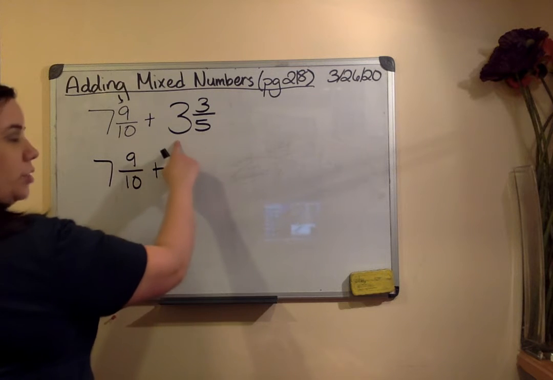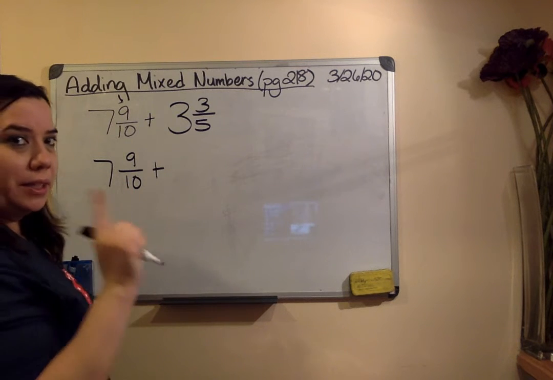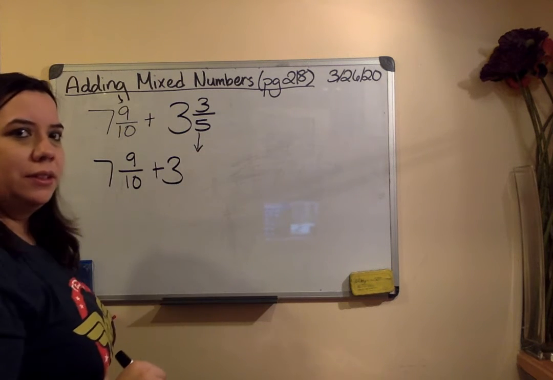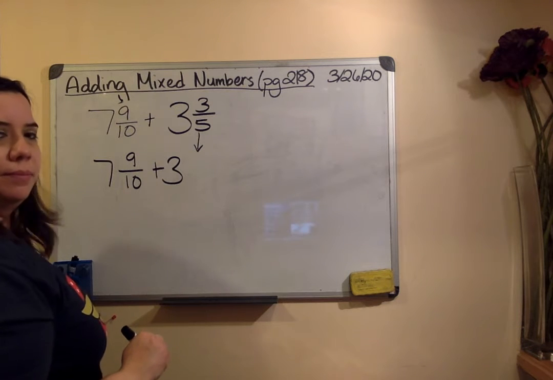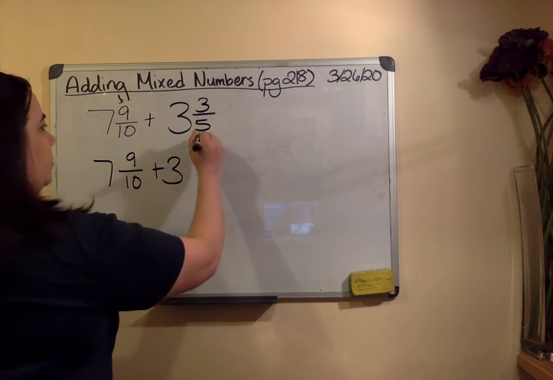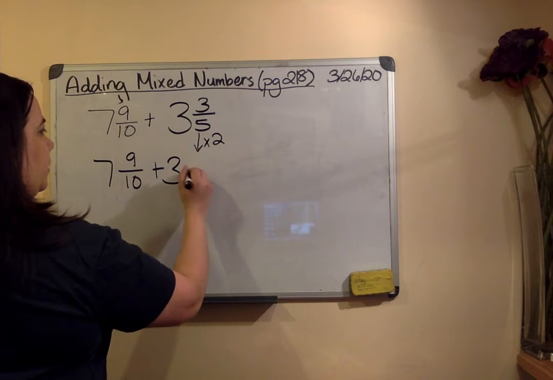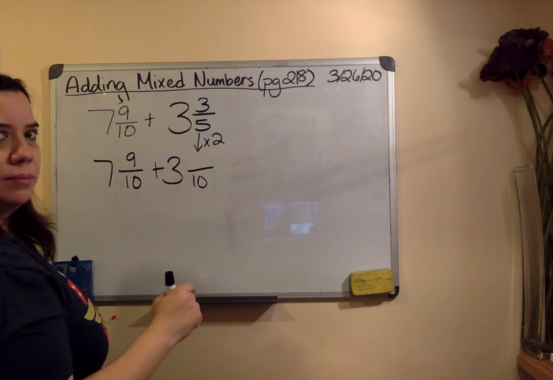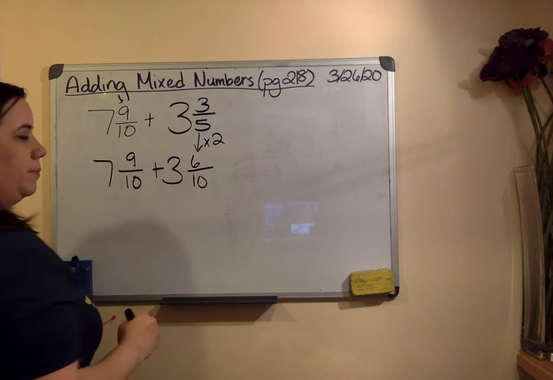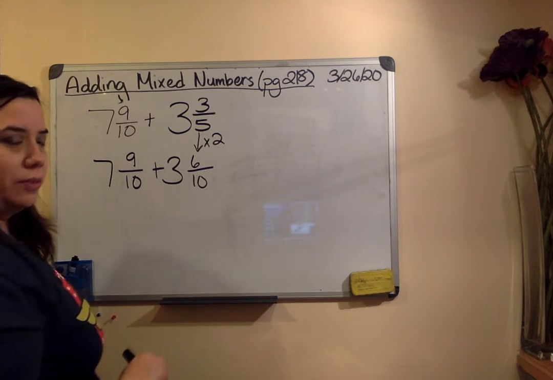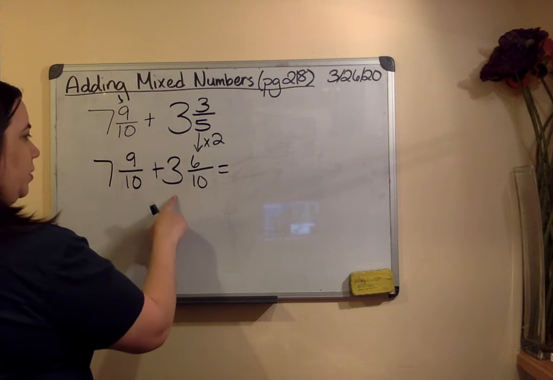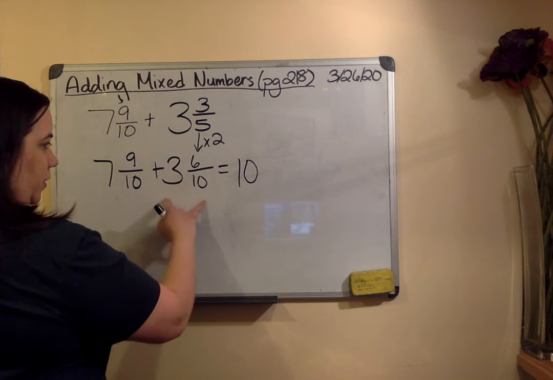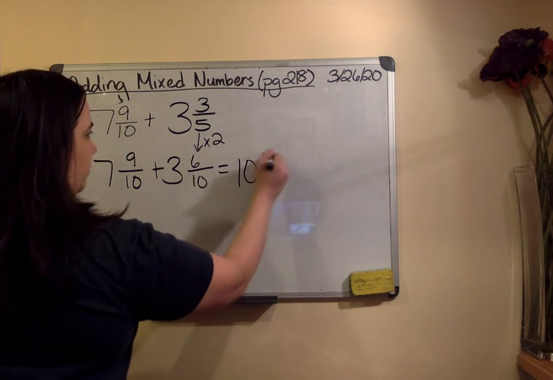Now, do we change the whole number? No, we do not. Not yet anyway. So that stays the same. What do you have to do to 5 to make it 10? Multiply by 2. So 2 times 5 is 10. And what you do to the bottom, you do to the top. So 3 times 2, that becomes 6. Very good. Now let's go ahead and solve. So you get 7 plus 3, which gives me 10. No problem there. 9 plus 6, now that they have the same denominator, is 15.